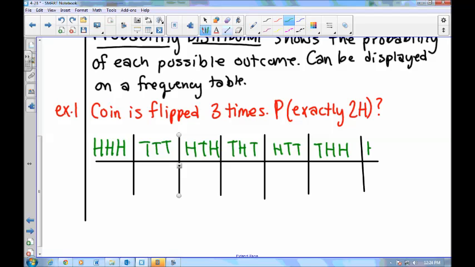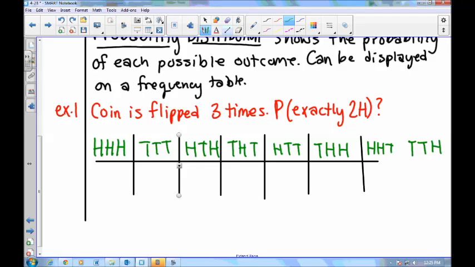So we could get 2 heads first, and then tails. We already have THT. But the one missing I think is tails, tails, heads, right? So there's actually 8, and you can actually figure this out. It's called the fundamental counting principle.